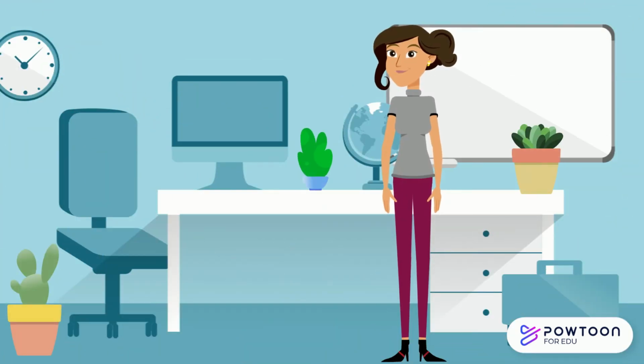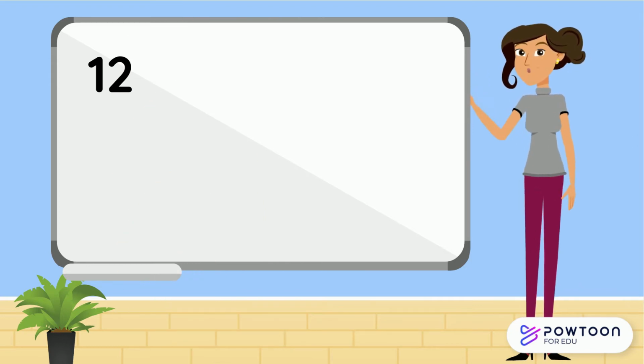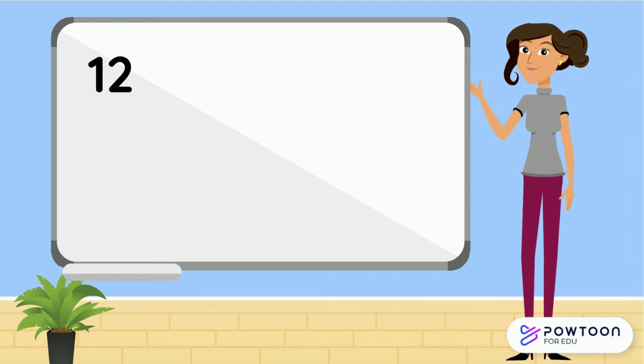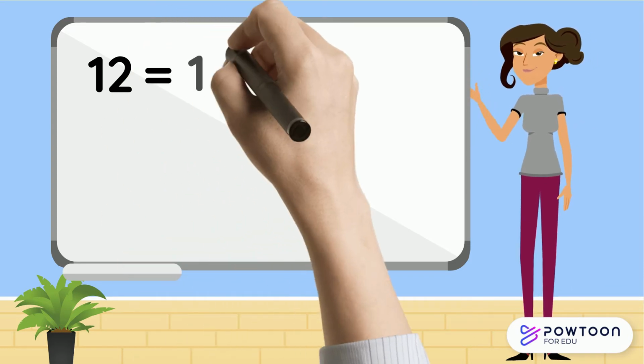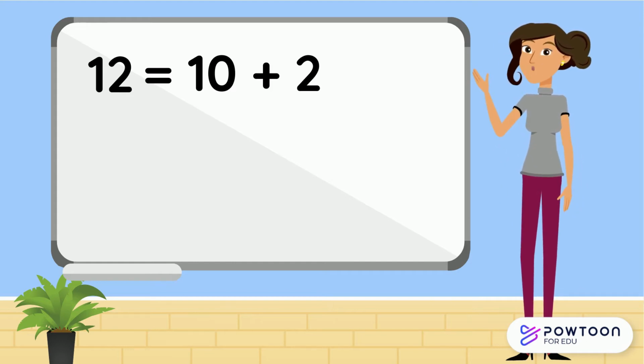Now that you know what double means and how to double a single-digit number, I'm going to show you a way to double double-digit numbers a little bit easier. Let's take the number 12. If we want to double 12, a good way to start is to break the number up into tens and ones, or decompose the number, which is 12 equals 10 plus 2.